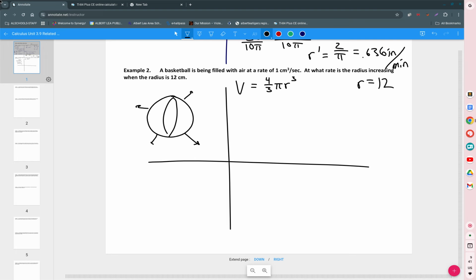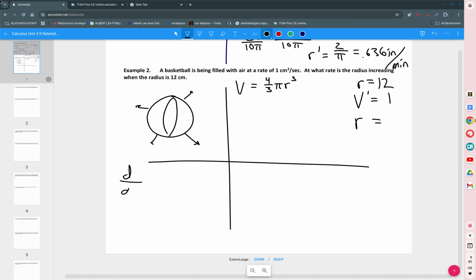What else are we given? Increasing at a rate of 1. And so what variable would that be? Area prime. Wait, not area prime, but volume. This is a volume situation, isn't it? Yeah. V prime is equal to 1. At what rate is the radius increasing? I'm wondering what r prime is equal to. That is our unknown.